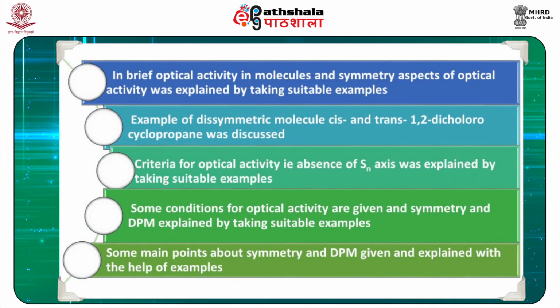In brief, optical activity in molecules has been explained. The symmetry aspect of optical activity was explained by taking suitable examples. Examples of disymmetric molecules, cis and trans 1,2-dichlorocyclopropane, were discussed. The criterion for optical activity, that is the absence of an Sn axis, was explained by taking a suitable example. Some conditions for optical activity are also given and explained.